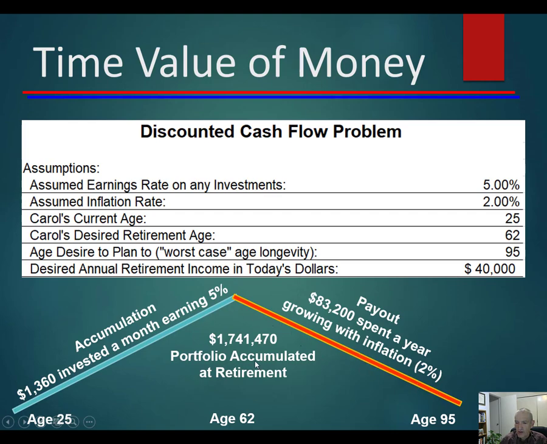So we need a portfolio. Hopefully this 1,741,470 is a large enough portfolio so that if she starts drawing $83,000 in the first year, and that plus 2% the second year, and the third year 2% more, that when she turns 95, when she thinks she'll die, she'll have a portfolio that's right at zero. All right, so that's the goal in all of this.